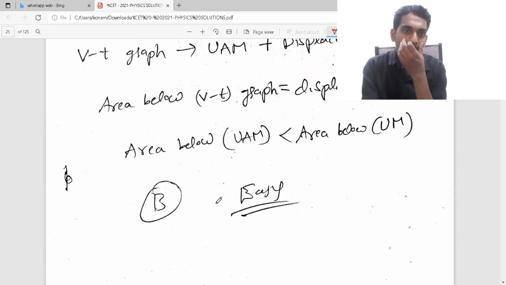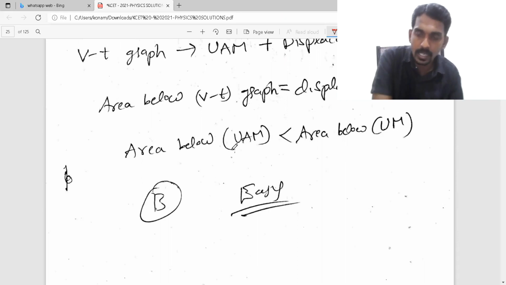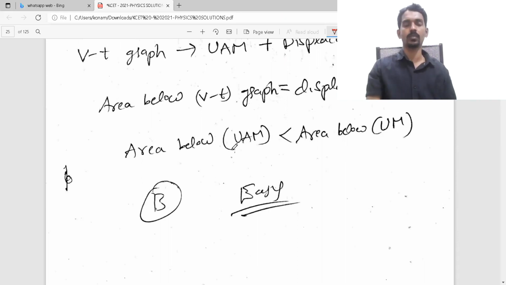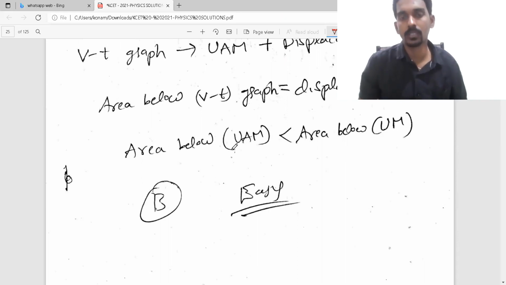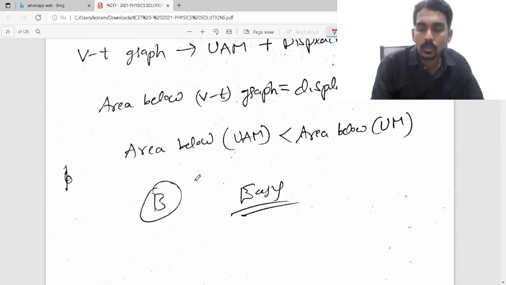So here I have given: area below the VT graph equals displacement, and the area below uniformly accelerated motion is less than the area below uniform motion. That's why the displacement for uniformly accelerated motion is less than that of uniform motion.